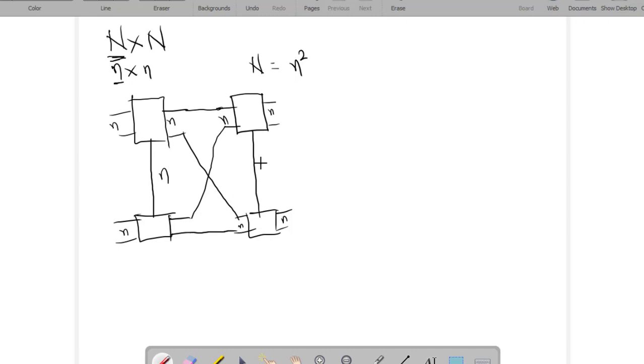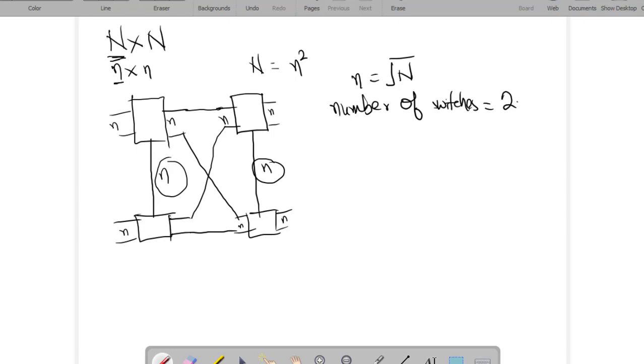And then first, to find the number of switches in this network, you realize that in the first stage we have small n number of switches, and then in the second stage we have small n number of switches. So we can conclude that for the condition when small n is equal to the square root of capital N, then the number of switches is always going to be 2n.